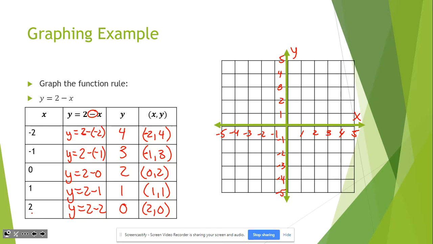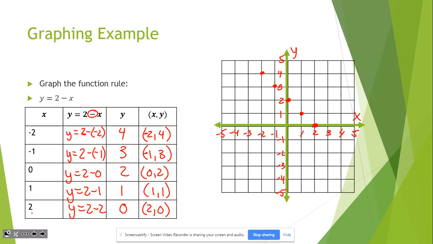Now, in no way, shape, or form do I have to go up by ones, but in this case, it's very easy for me to go up by ones, and I'll encompass everything that I need. I want to plot the point (-2, 4). Some people like to put the coordinates next to it. Not something I do. If you want to, go right ahead. (-1, 3), (0, 2), (1, 1), (2, 0).